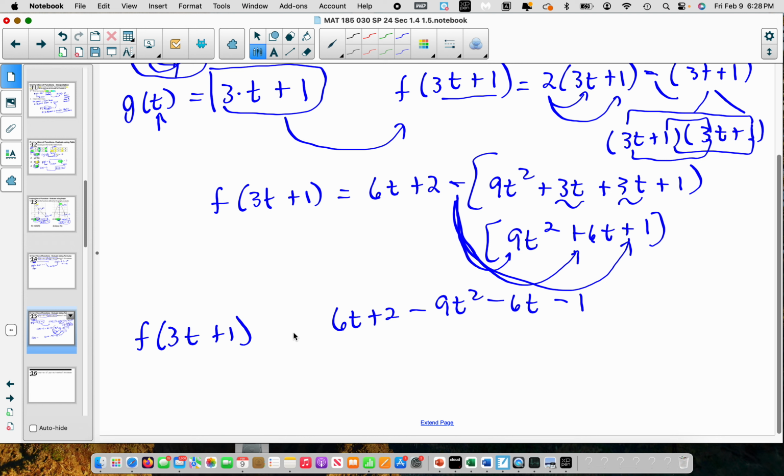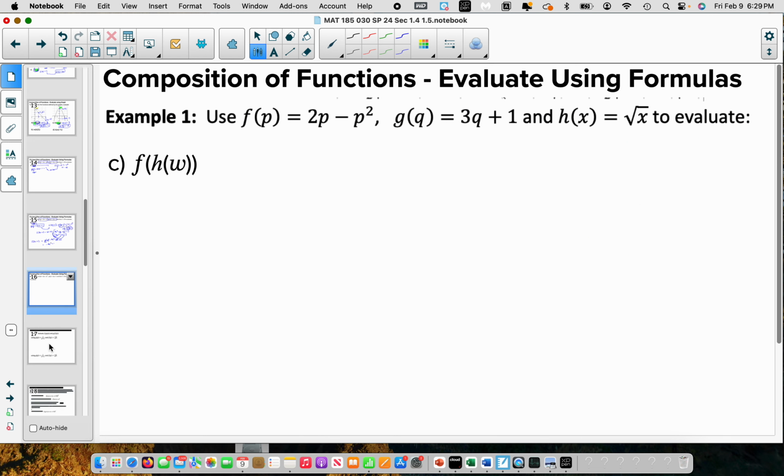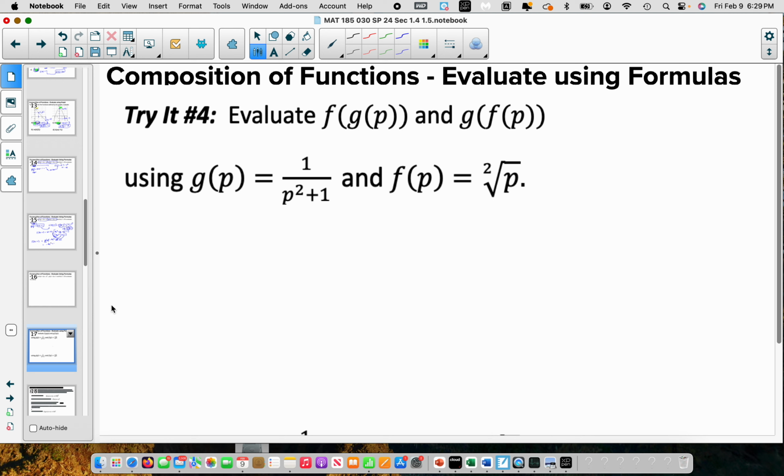I'm going to just write this. Okay, I have a negative 6t and a plus 6t. That reduces out. I have a minus 1 and a plus 2. That becomes 1. This equals negative 9t squared plus 1. Okay. I'm going to leave that other one for you guys to do. Let's do one more here.